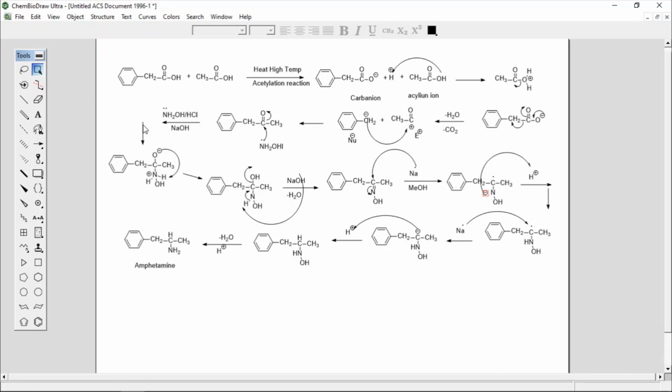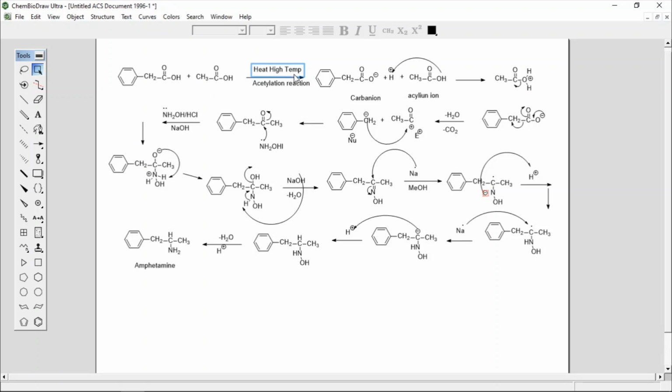And once you are able to write the arrow notation, I must say that you will definitely enjoy organic chemistry, because it is the most interesting subject in chemistry. So in the reaction mechanism, this phenylacetic acid reacts with acetic acid at high temperature. The acetylation reaction takes place.